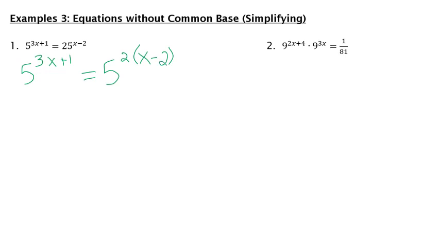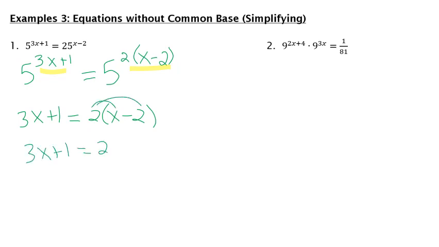And now we have the same base on both sides. And we're going to again go ahead and set these exponents equal to each other. So we have 3x plus 1 equals 2 times x minus 2. And now we're just going to go ahead and distribute and solve. So if I distribute my 2, I get 2x minus 4. And then I'm going to solve for x. And so our final answer is negative 5.